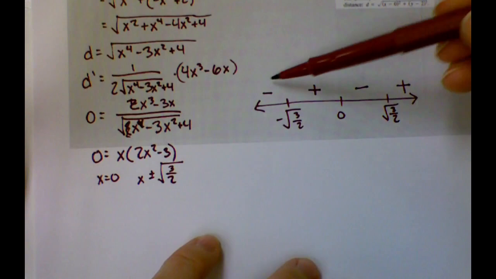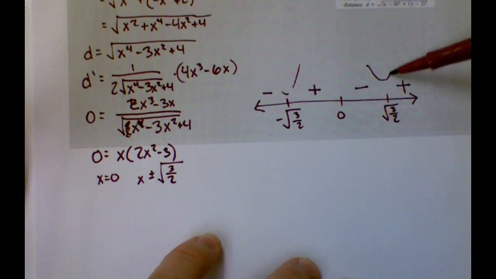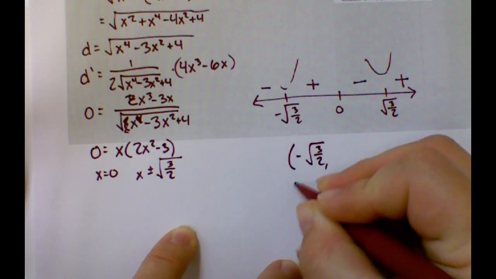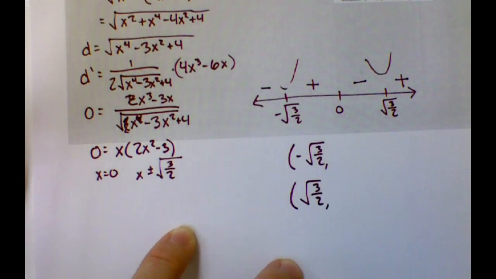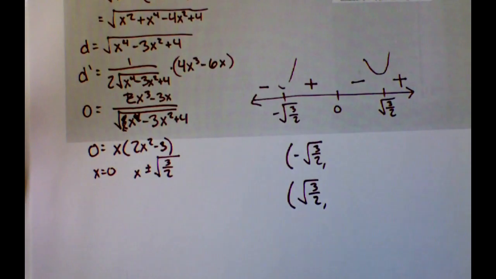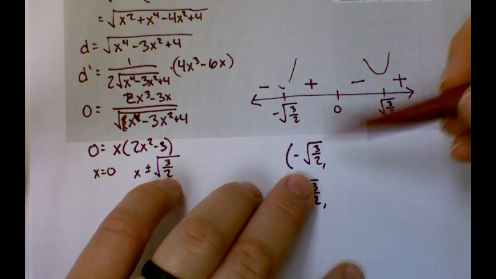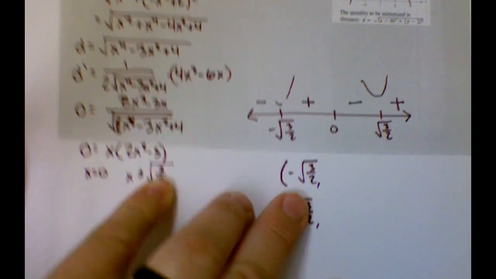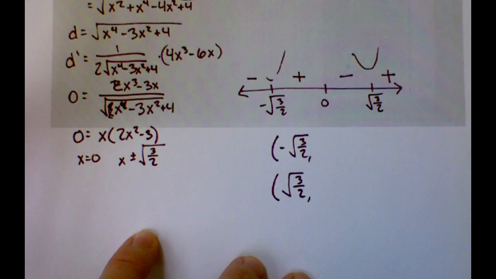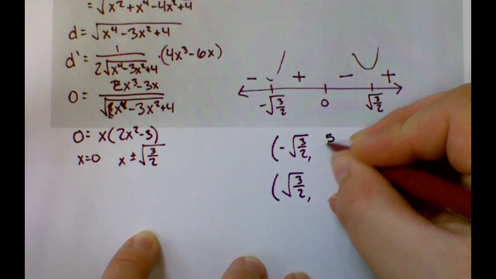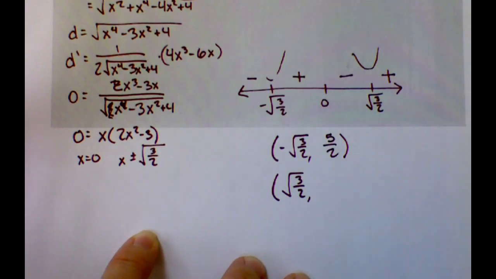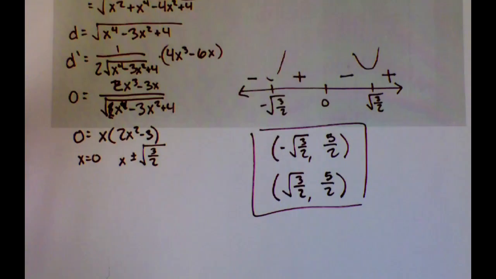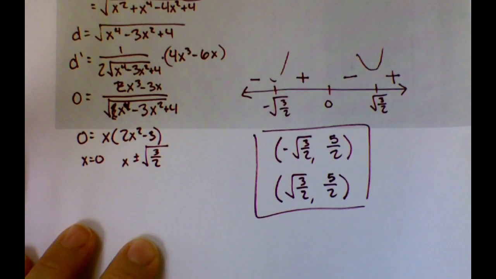Well, here I have two minimums, decreasing to increasing, decreasing to increasing. I have minimums at negative square root of 3 over 2 and positive square root of 3 over 2. Question asked what two coordinates are closest. If I plug in negative square root of 3 over 2 to that original y equals function, I get 4 minus (square root of 3 over 2) squared, which is 5 over 2. And if I plug in positive square root of 3 over 2, I also get 5 over 2. Those are the 2 points that are closest to (0, 2).